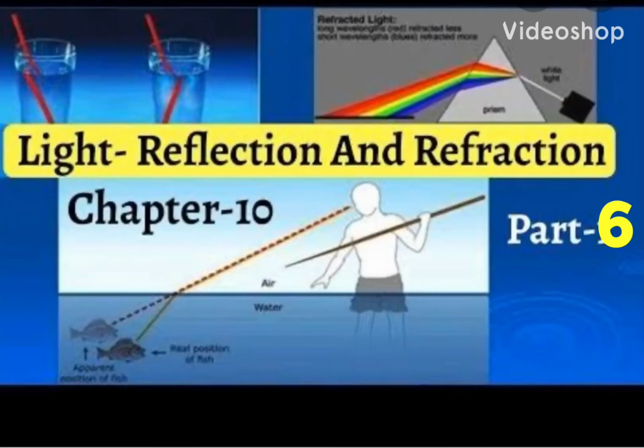Welcome back students to another session of chapter 10, Light: Reflection and Refraction. We were doing the second part of this chapter, that is refraction, and in the last lecture we studied about refraction. Now we are going to study about spherical lenses through which refraction is taking place.